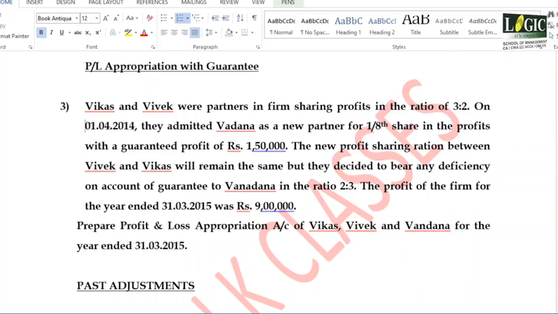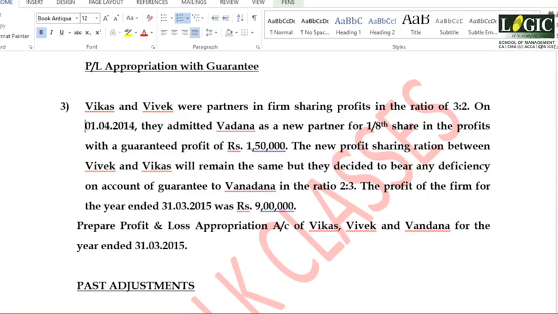They admitted Vandana on 1/4/2014 as a new partner for 1/8 share in profits with a guaranteed profit of 1,50,000. This is what I told you about the Dhoni story. The new profit sharing ratio between Vivek and Vikas will remain the same, but they decided to bear any deficiency on account of guarantee to Vandana in the ratio. So suppose Vandana is not getting 1,50,000, the shortage should be borne between Vivek and Vikas in the ratio 2:3.